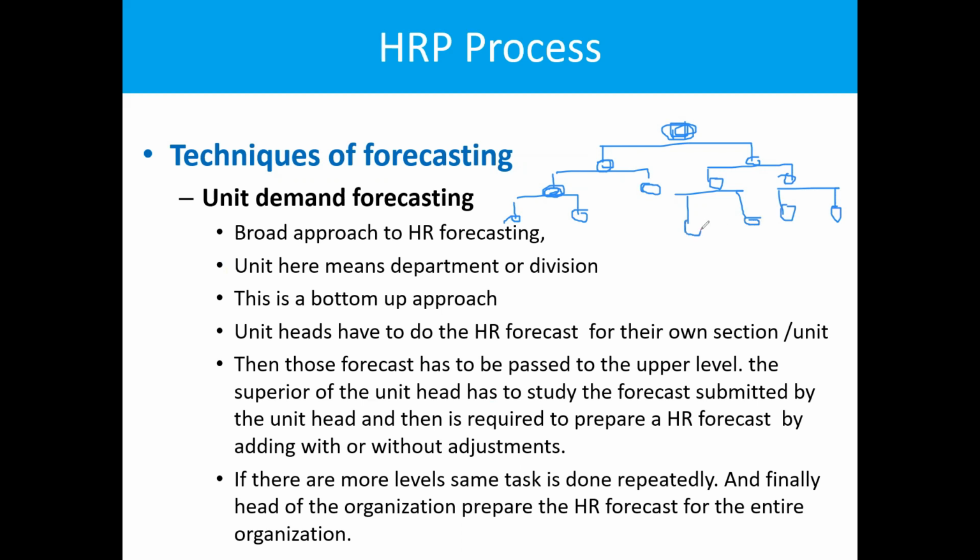The circle denotes the people or the employee, right? So here, this department is led by this person. He is the supervisor, the department head. So he knows very much about the human resource requirements for the coming year or 5-year period, according to this department's demands, right? So basically, he is asked to predict the human resource requirements.